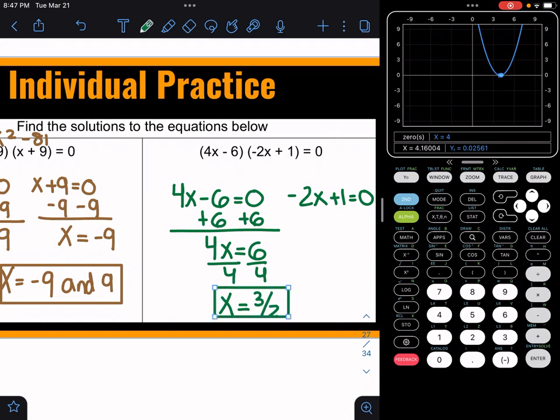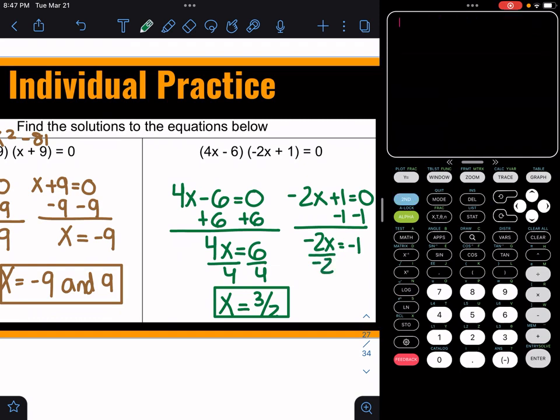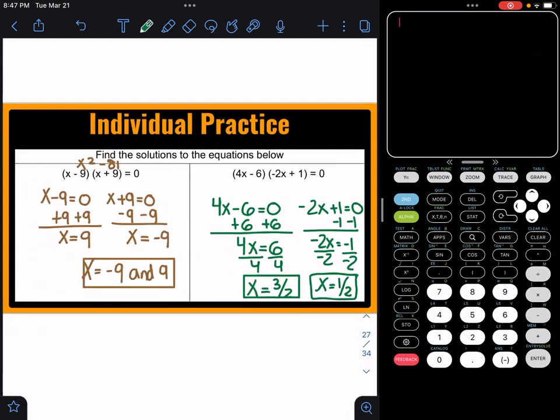And for this one, we're going to subtract 1 from both sides. We get negative 2x equals negative 1. And then we would divide by negative 2 to find out that x equals 1/2. And these are our two answers.